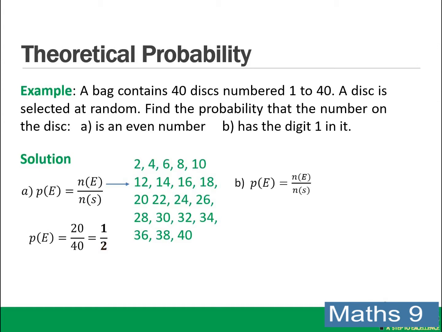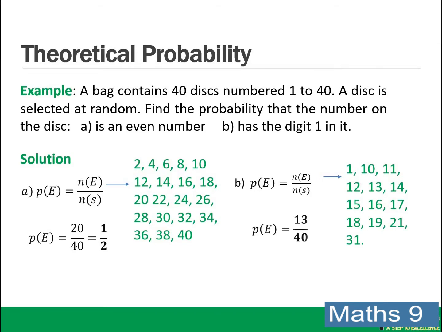For B, the discs that have the digit 1 in them are 1, 10, 11, 12, 13, 14, 15, 16, 17, 18, 19, 21 and 31. There are 13 of these, so the probability is 13 out of 40.